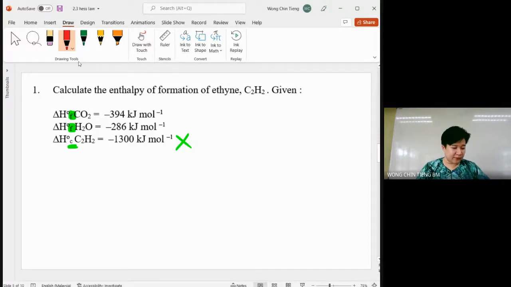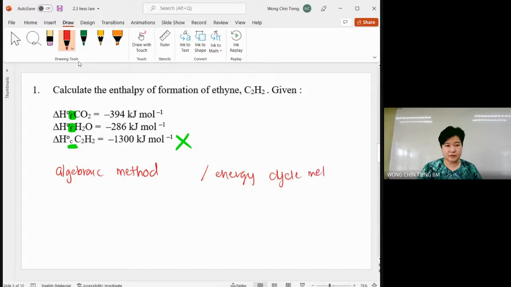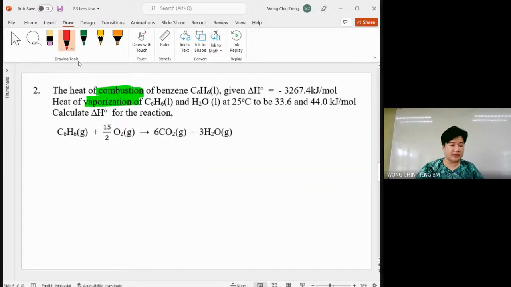Soalan 1, if I'm looking at it, I think both can be done. Let me check. Yes. Yang ni cuba algebraic method. Dia boleh dua-dua sebenarnya. Kalau kamu nak try pun boleh, dia boleh energy cycle juga. Alright. Soalan 2 pula, saya nak bagi yang senang je. Soalan 2 saya rasa algebraic senang, sebab dia melibatkan banyak.